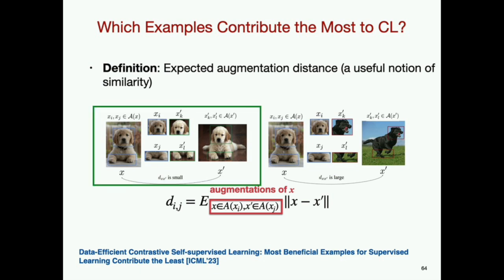So in the first case, since the augmented views, like the faces and the paws of the two puppies, are very similar, you can say that this is low expected augmentation distance. And in the second case, because these are dissimilar, we'd say this is high expected augmentation distance. And we have the exact expression for it down there, Dij.